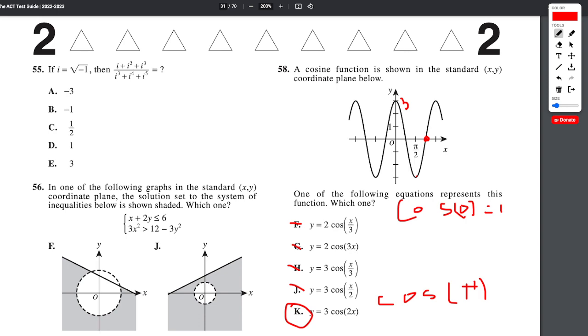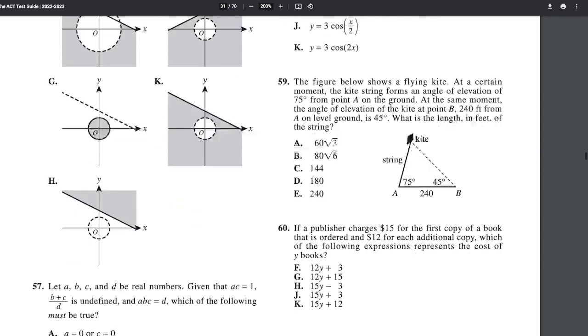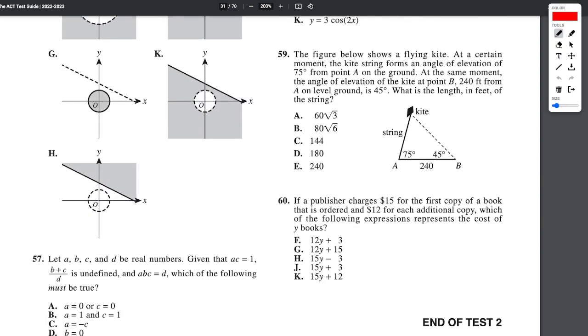Alright. Last two problems, 59 and 60. This one we have a kite. For this one I think it's the law of sines. Yeah, it is the law of sines. The law of sines basically says that, in any way you want, sine A over A equals sine B over B.